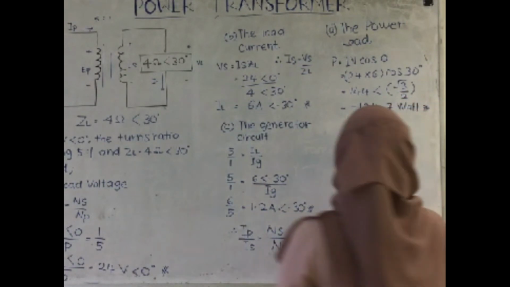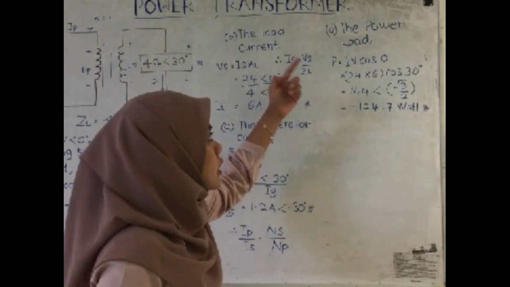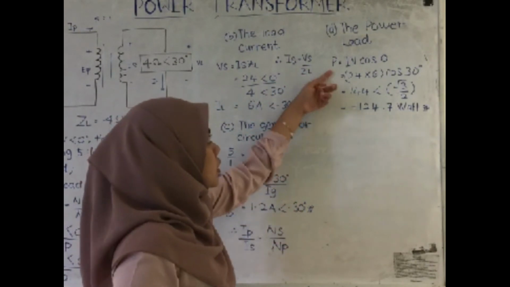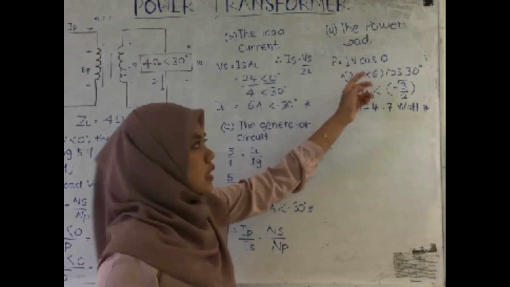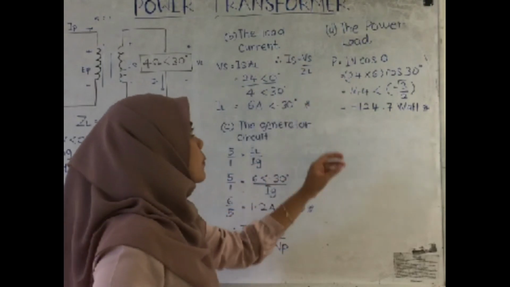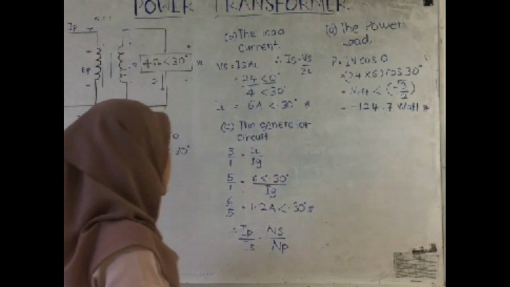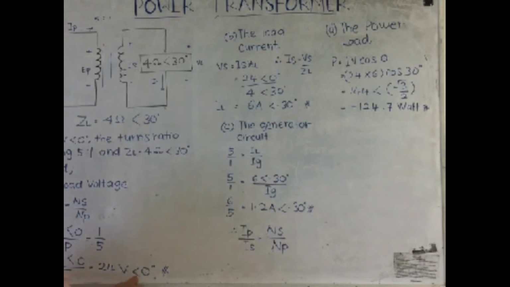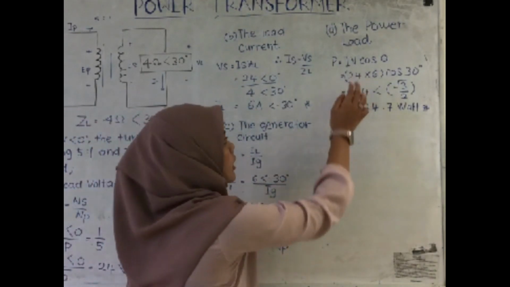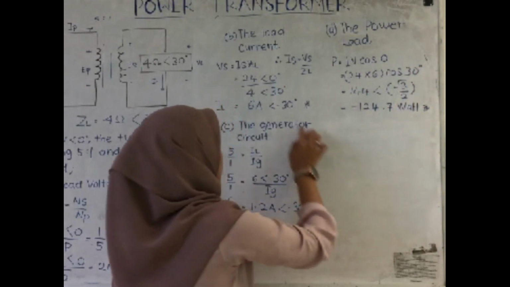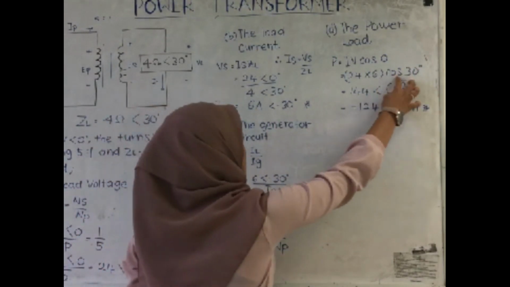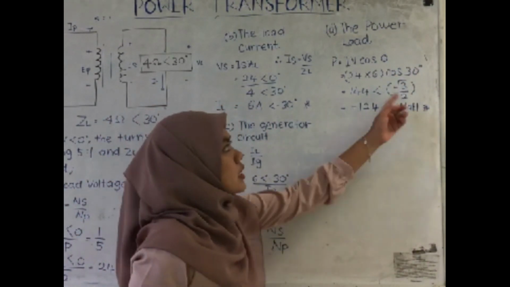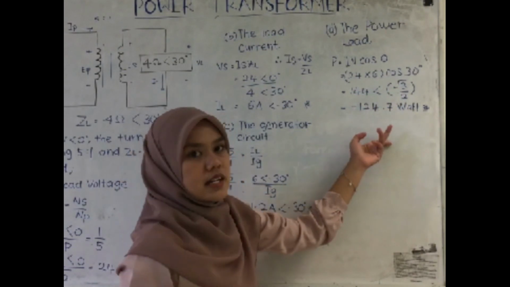Next for the power load. We use this formula, which is power equal to IV cos theta. IV is current times voltage. The current is right here and the voltage is right here. So we just multiply these two values with the cos 30 degree from here. Cos 30 degree, we can get square root of 3 over 2. So this is the answer we get.